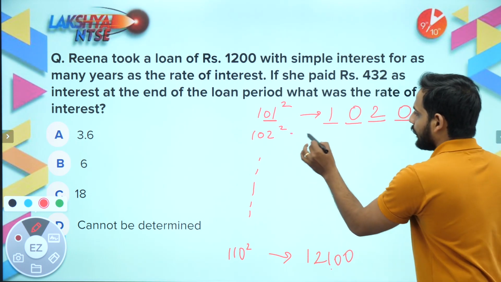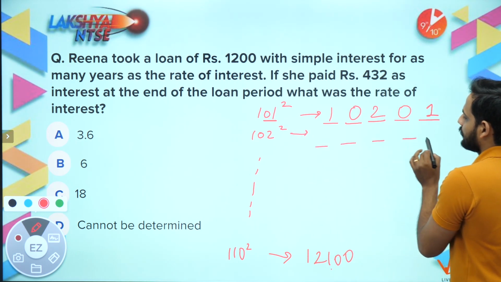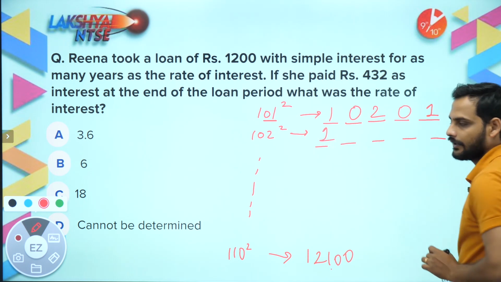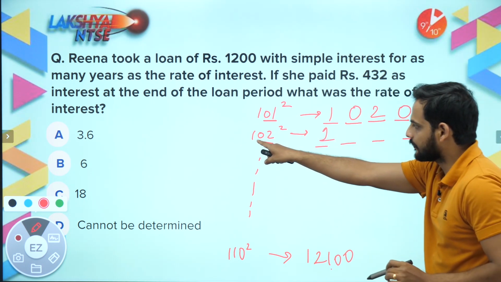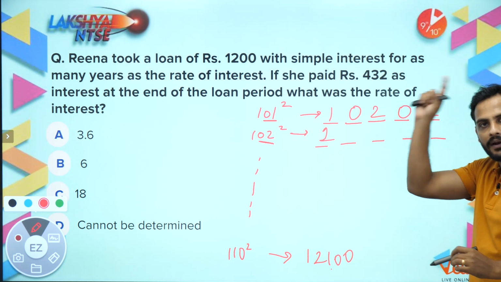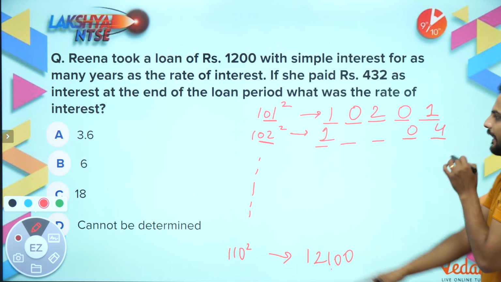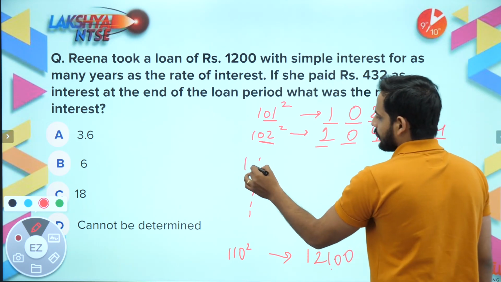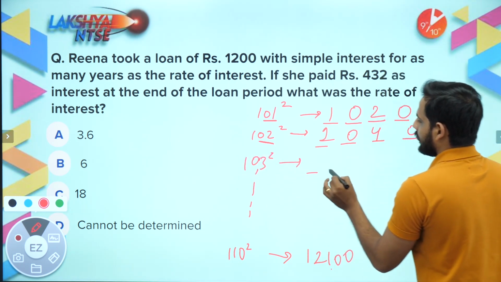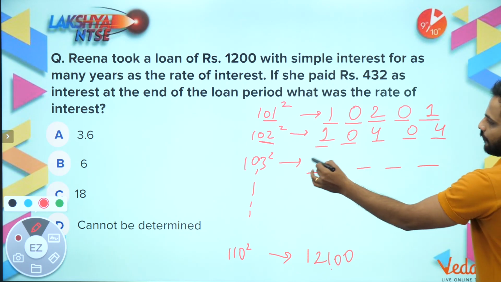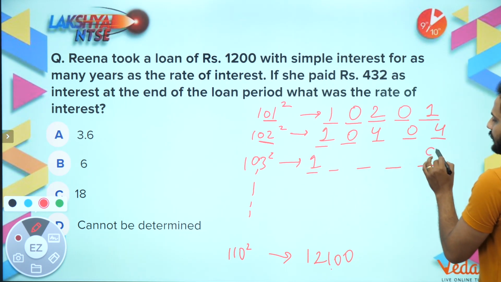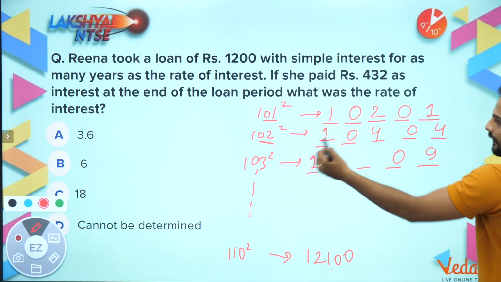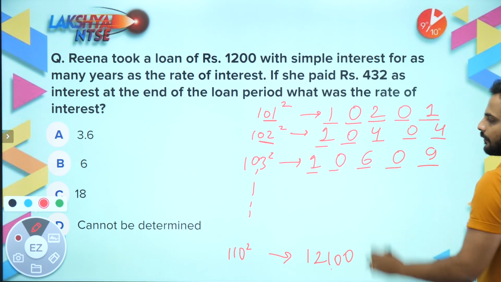Similarly for 102 square, see, 5 digits. First digit is always 1. Now the last two digits 02. What is 2 square? 4. 04 here. And what is double of 2? 4. So 04 here. Similarly 103 square will be 1, 2, 3, 4, 5. So 1 here. What is 3 square? 9. 9 is only 1 digit, so remember 09. And double of 3 is 6, so 10609.